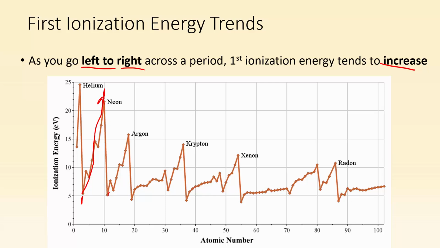Same thing, here's period 3. Overall, it increases going left to right. And you see that trend across the rest of the periods. As you go left to right, the ionization energy tends to increase.